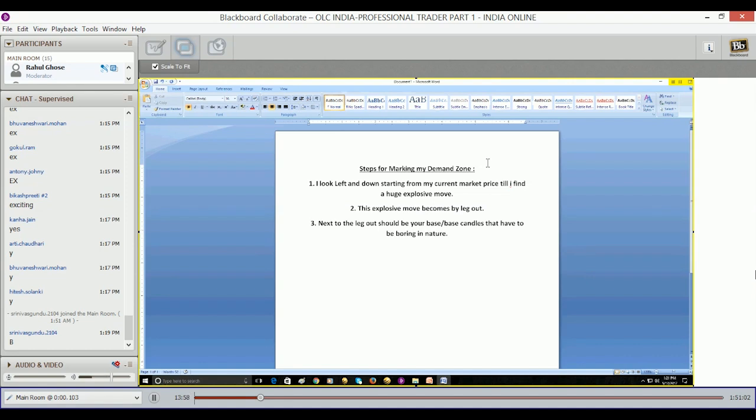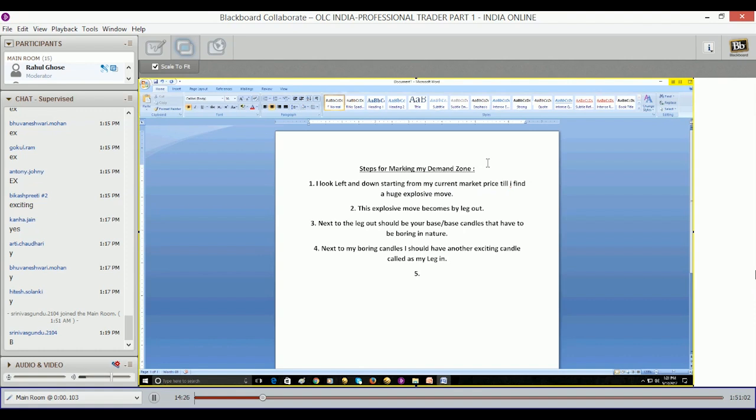Then step number 4 says that next to my boring candles I should have another exciting candle called my leg in.